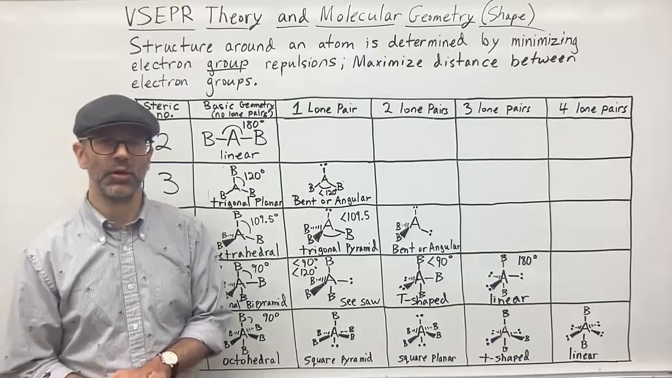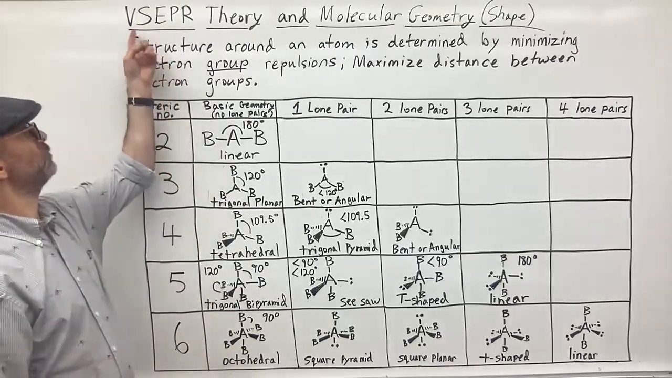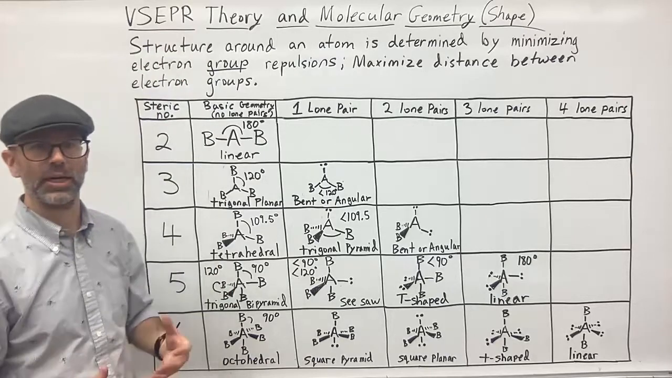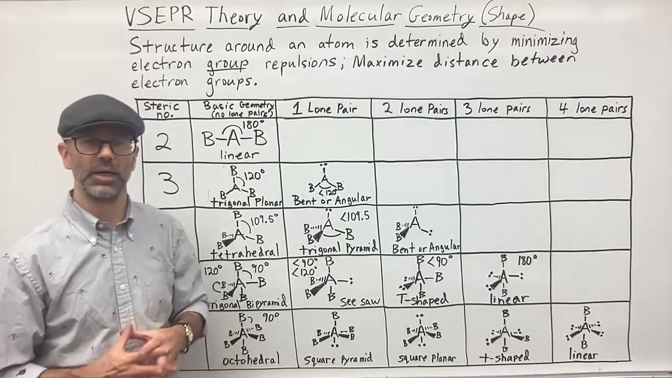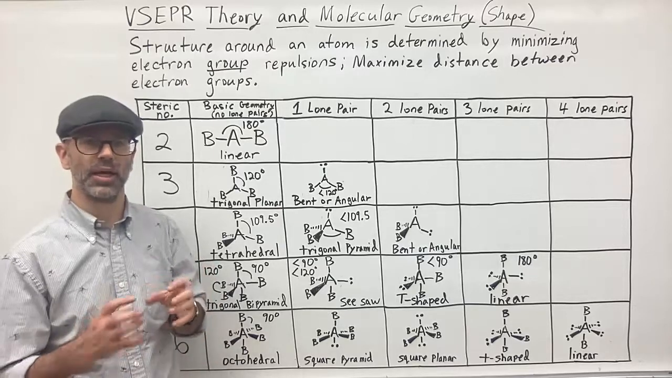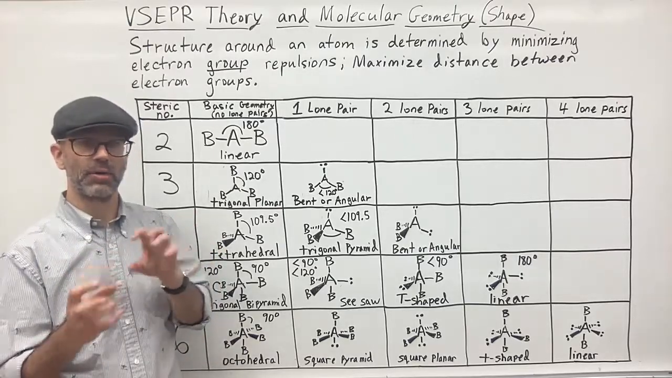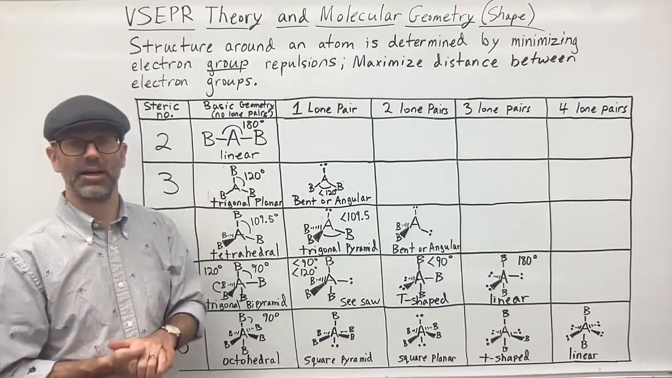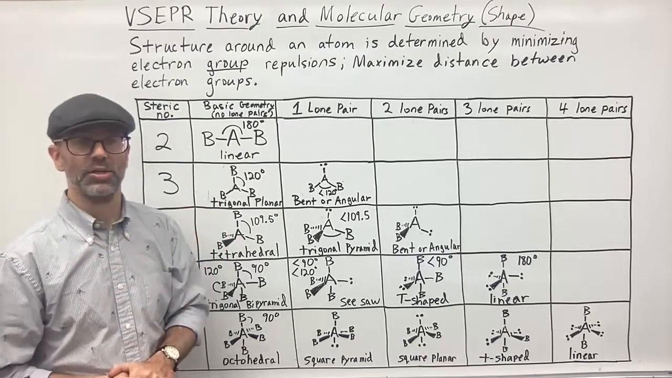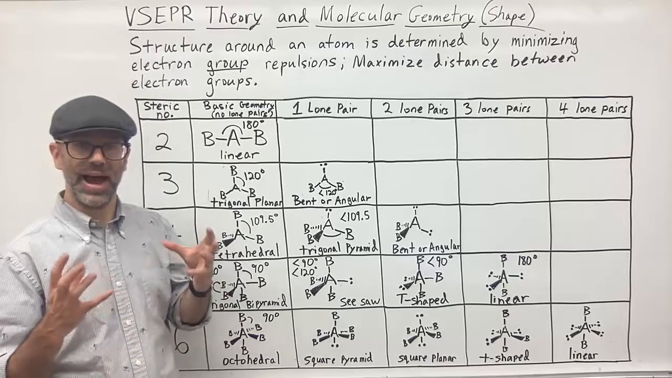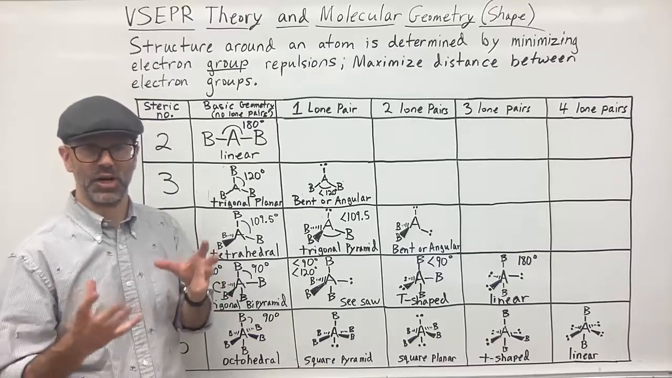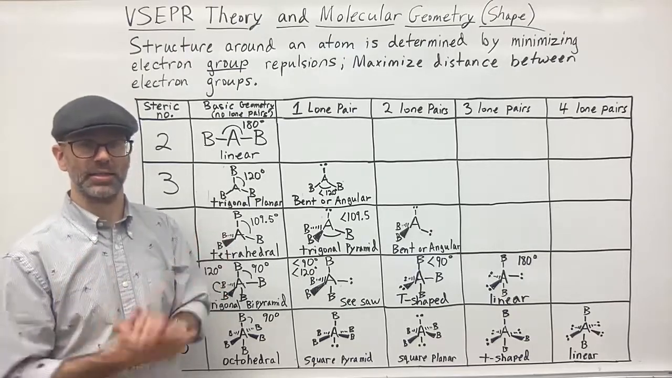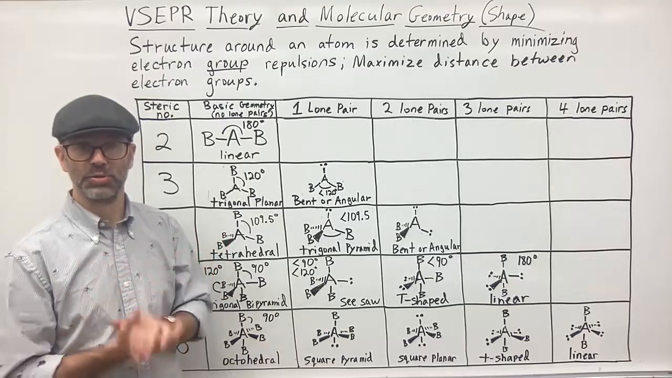So what is VSEPR theory? VSEPR stands for valence shell electron pair repulsion. Basically the theory says that the structure around an atom is determined by minimizing electron group or electron pair repulsions. The electron groups want to be as far apart as possible around the central atom. So these molecules have their structure or shape because they're trying to minimize the repulsion among the groups of electrons.